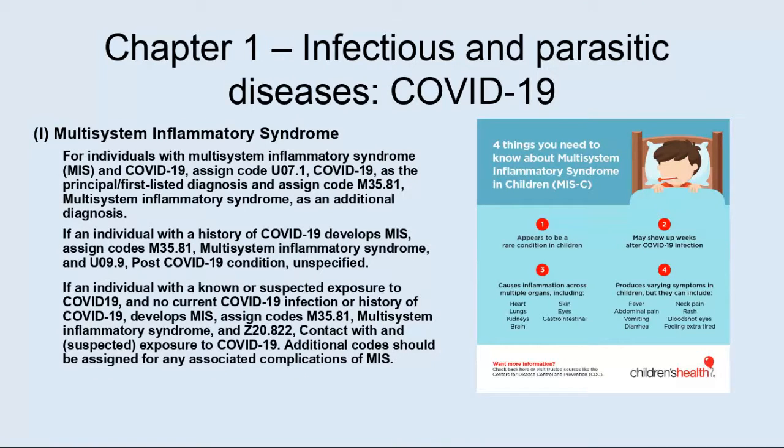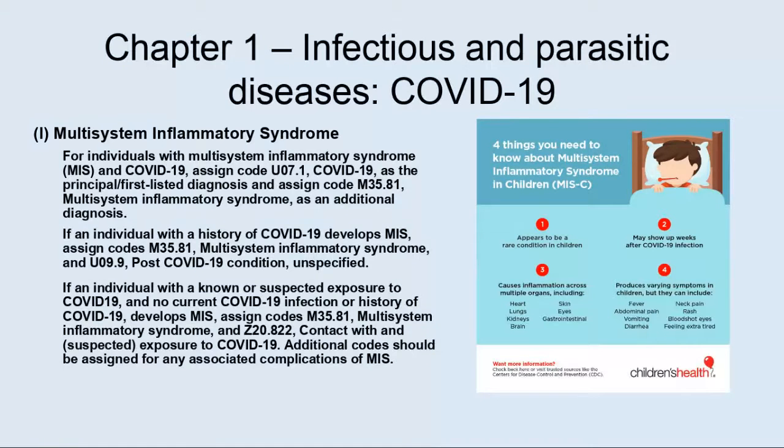Okay, so multi-system inflammatory syndrome. We're still in chapter 1. This is a new code. Excuse me just a second. So a new section was added to the COVID-19 guidelines. M35.81, multi-system inflammatory syndrome, called MIS, is a new code for 2022. If a patient has MIS and COVID-19, list U07.1 first, then M35.81.